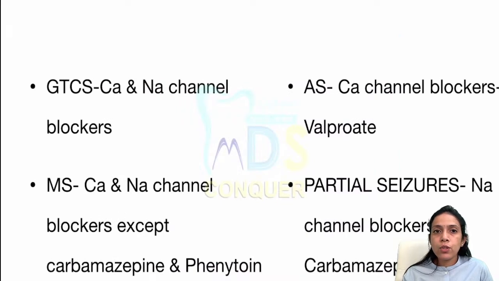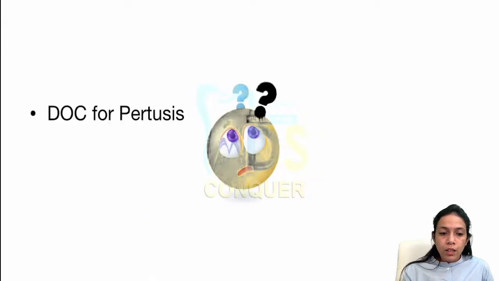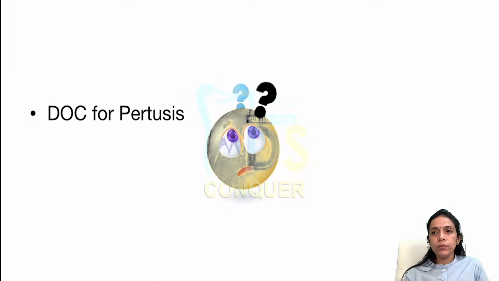For the generalized tonic-clonic seizures, you give the calcium and the sodium channel blockers. For the myoclonic seizures also, you can give the calcium and the sodium channel blockers, except carbamazepine and phenytoin, because they cause juvenile myoclonic epilepsy, JME. That's the reason in myoclonic seizures you're not supposed to give them. In absent seizures, the drug of choice is valproate. And in partial seizures, again you can go for sodium channel blockers, that is carbamazepine. Now next question.